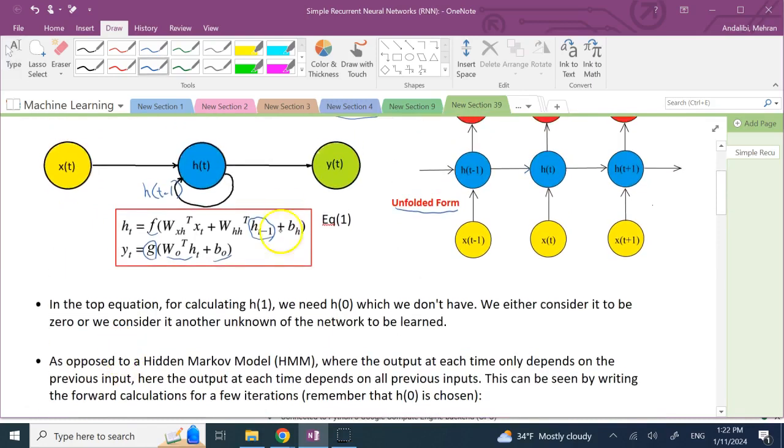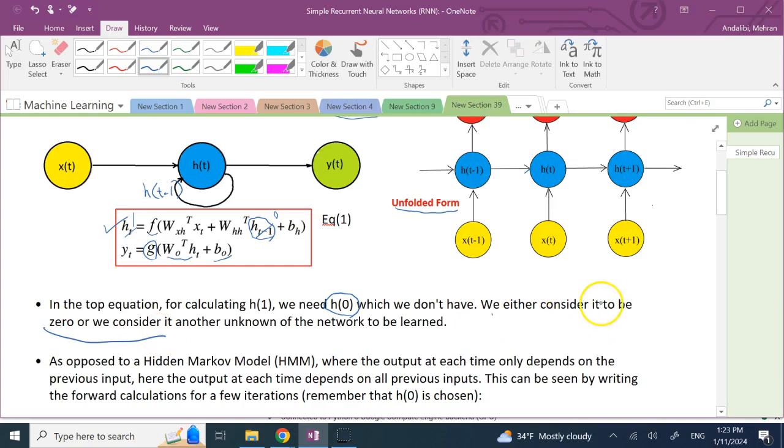One thing is, these equations are recursive, the top equation in 1 is recursive. So you need to start at time t equals 1, and then you need h at time 0. And h at time 0 you cannot find from another one, because if you plug in t of 0, it means h at negative 1, and we don't have negative time. So this h of 0 is going to be a parameter that you have to feed into the system, which many times we consider to be 0.